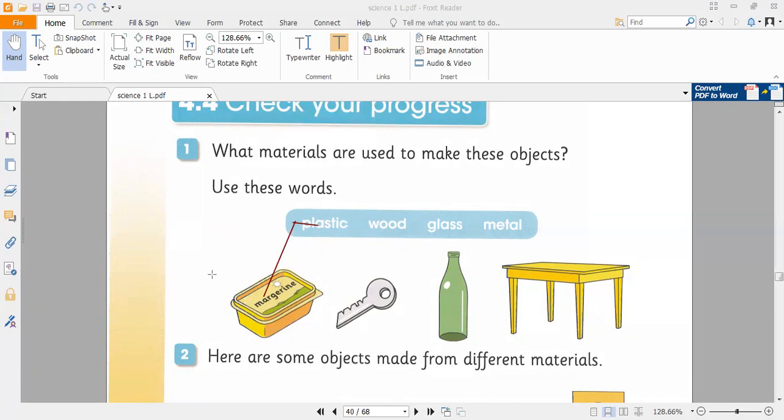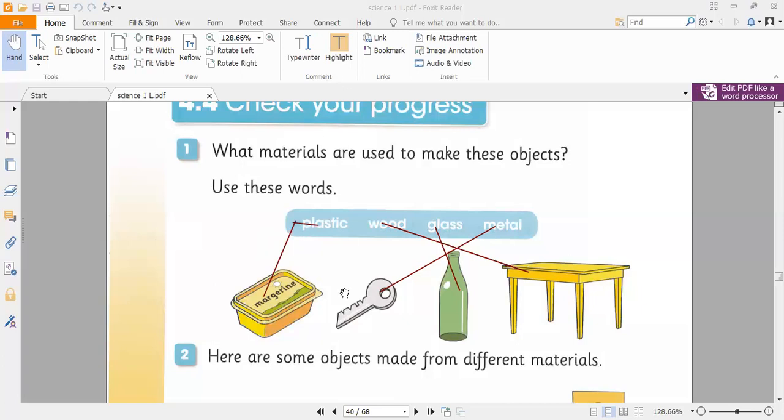Next is the key. The key is made of metal. The key is made of metal. Bottle: we have to decide what it is made of. The bottle is made of glass, and the table is made of wood. So match them like this. Match the things with their materials. You can also send me messages for your answers.